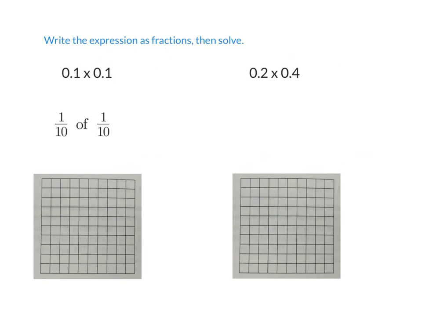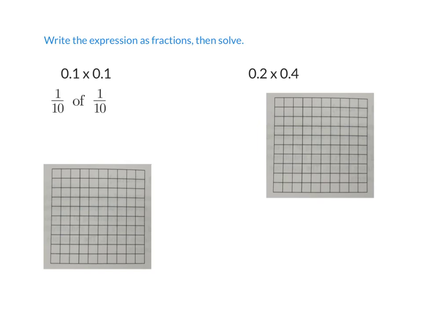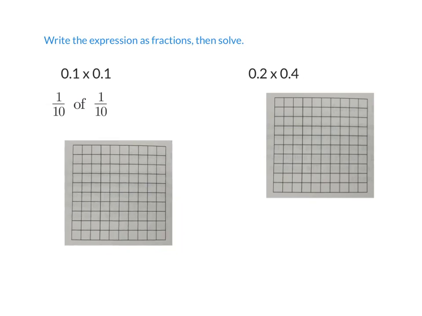Okay, the directions tell us to write it as a fraction first and then solve. I did the fraction part for you. Do you guys agree that 1/10 times 1/10 is the same as 1 over 10 times 1 over 10? Yeah. Okay, write that down. We know that this means we're trying to find 1/10 of 1/10.